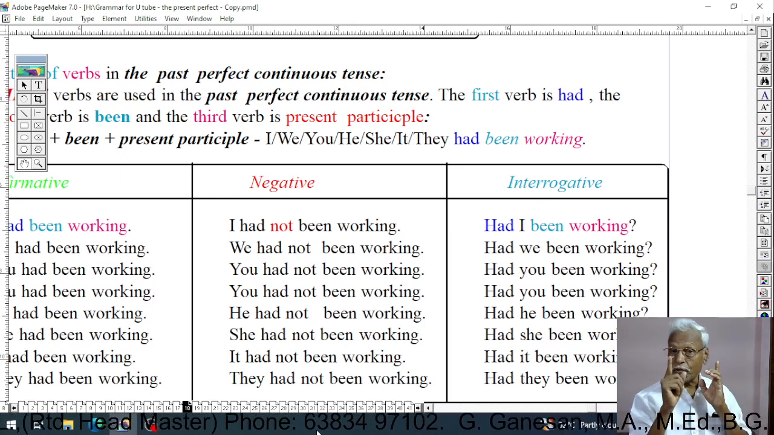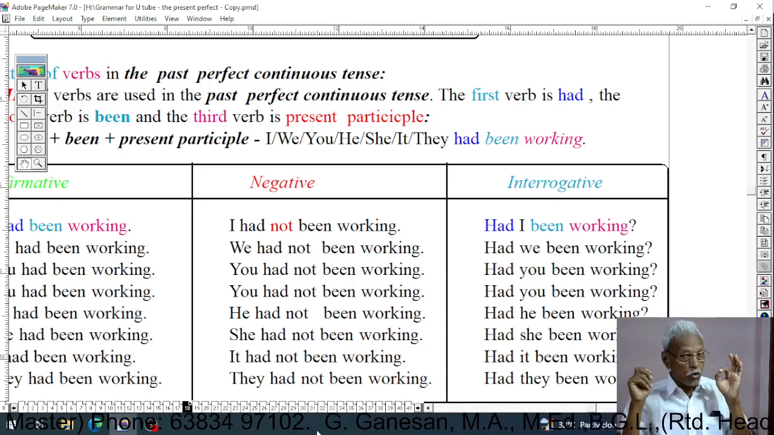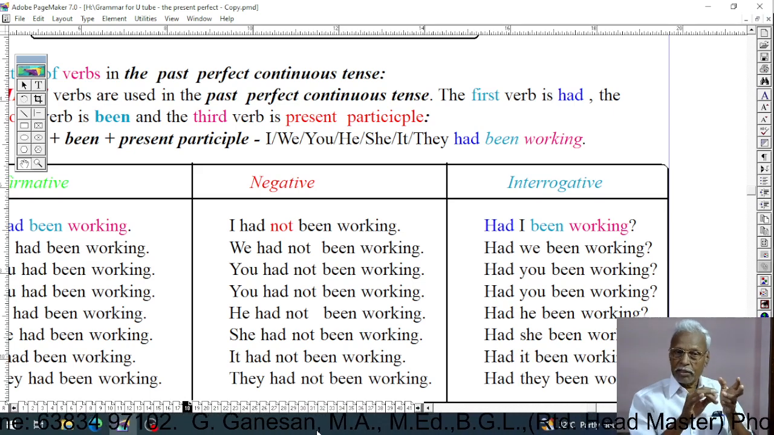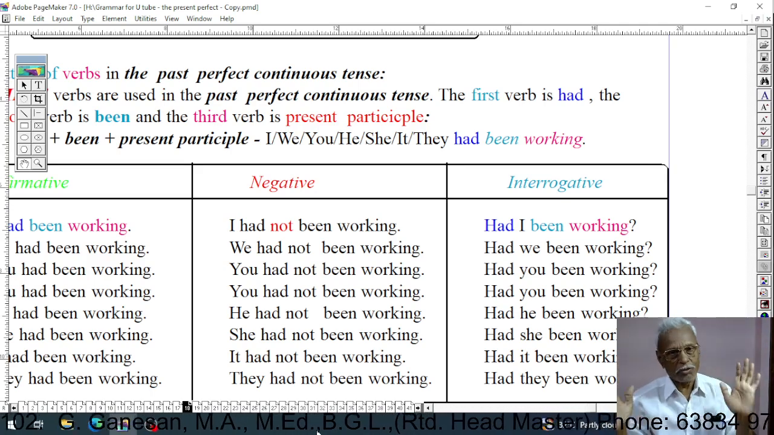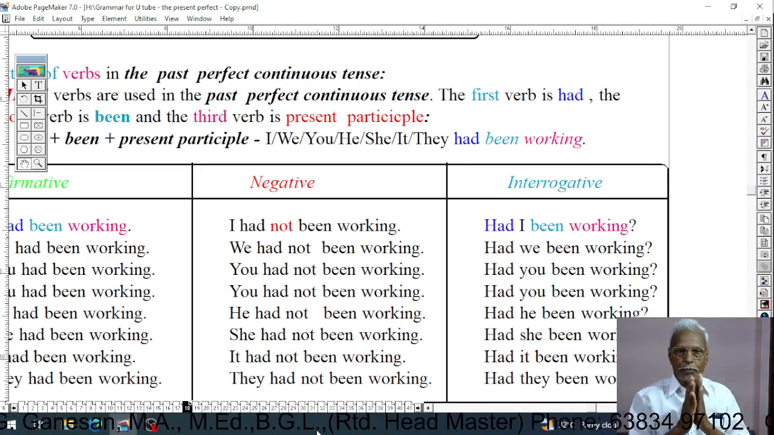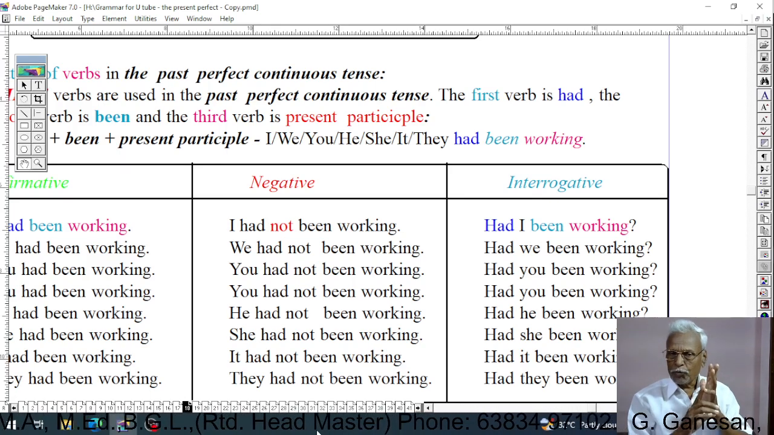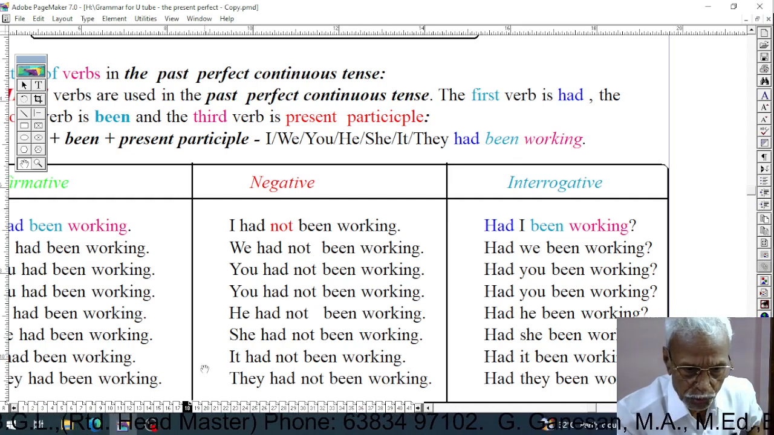When it is used as a finite verb. But when it is used as an auxiliary verb, they are firmly have, has and had. They should not be pronounced in the long form. Okay? So, the verb pattern in the past perfect continuous tense is had plus been plus present participle. Come, let us see their uses.